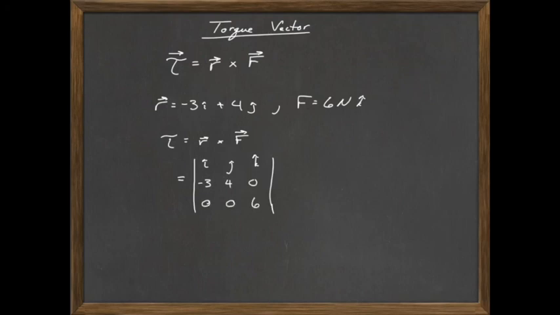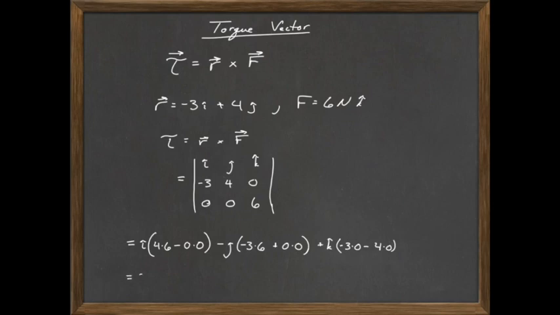Okay, so let's start with the I component. We're going to cross multiply, so that would be 4 times 6, and then 0 times 0. When we do the J component, it's negative 3 times 6, and 0 times 0. And when we do the K component, it's negative 3 times 0, and 4 times 0. Okay, so we cross these, we get 24 I hat plus 18 J hat. And since everything cancels away in the Z direction, our resulting torque vector is 24 I hat plus 18 J hat.